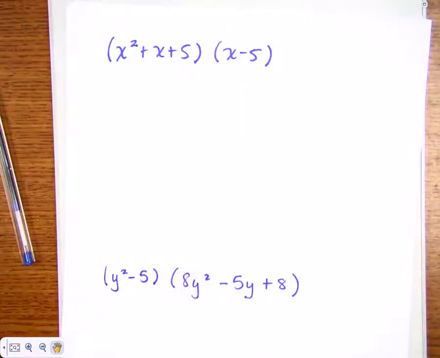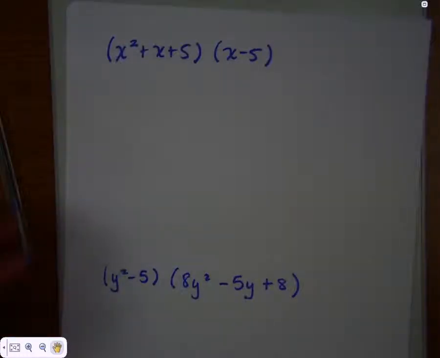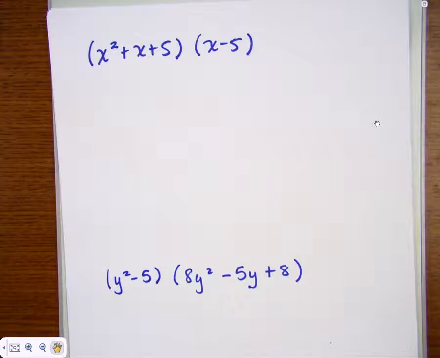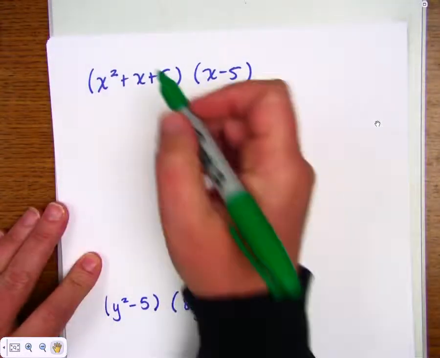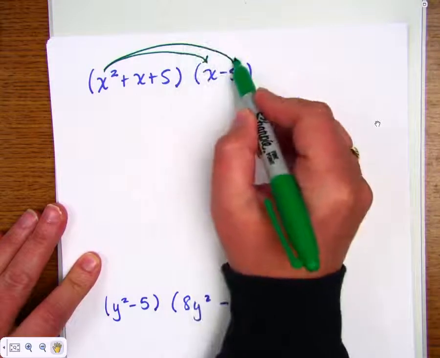I see how you're doing them, lining them up, and that's fine, but the way I find it easier to look at these is, sorry about that, my screen went down. If we take the first term, multiply everything in the second parentheses by that.